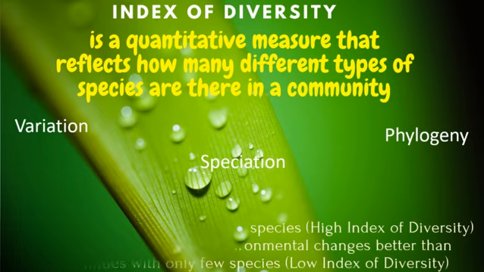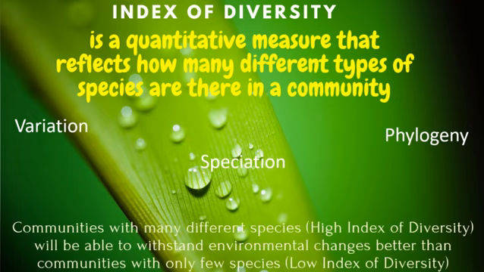So communities with many different species will be able to withstand environmental changes better than the communities with only few species. This is what we call high and low index. What is the difference between these two kinds of diversity?